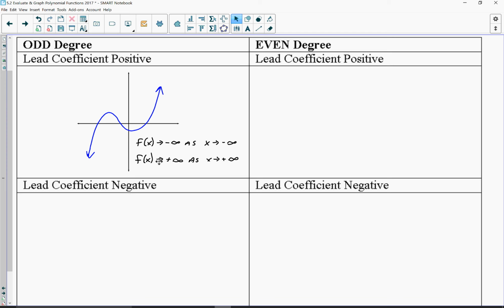And then the other part of it, there's always two parts to end behavior. The function is continuing to increase, so it's going towards positive infinity as x keeps getting bigger, or goes to positive infinity itself.